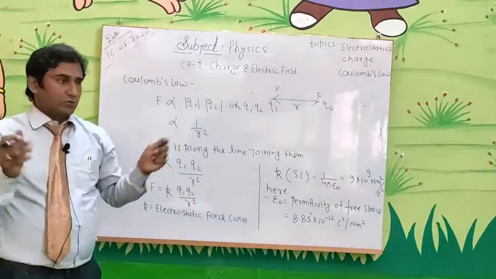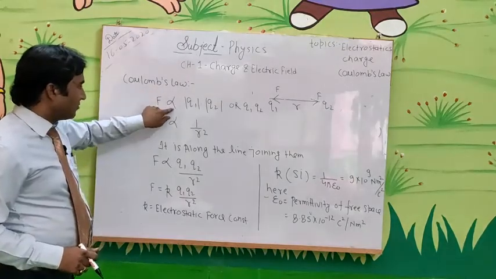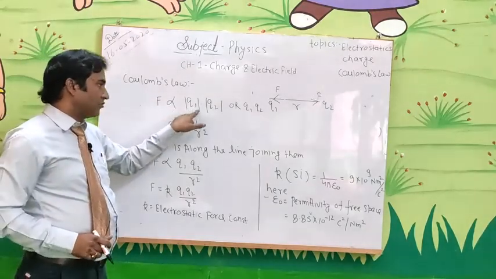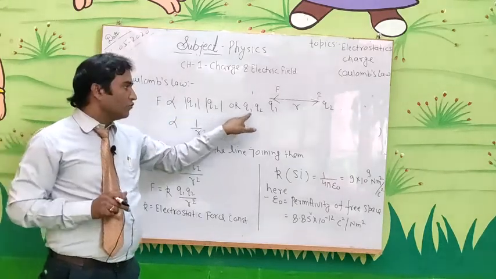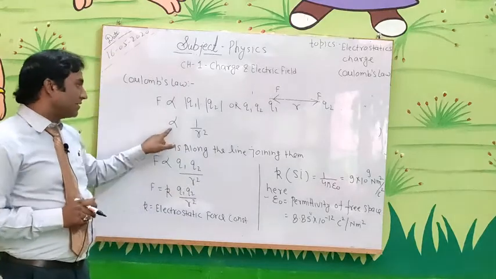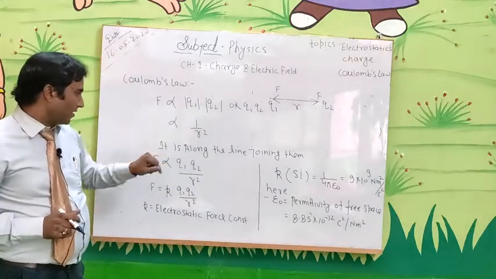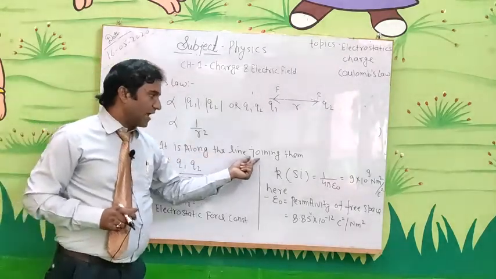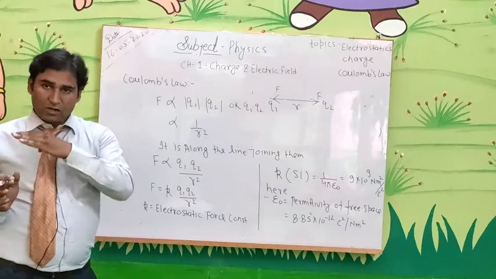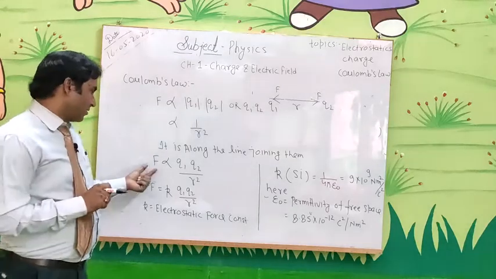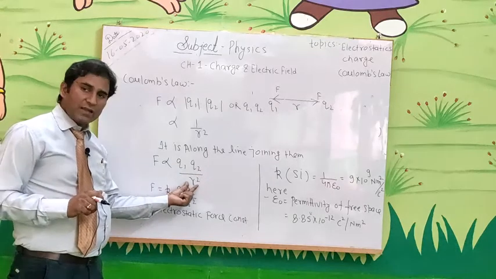So this is a repelling force. Mathematically, we can write that F is directly proportional to the product of the magnitudes of Q1 and Q2, that is Q1 into Q2, and it is inversely proportional to R square, that is 1 upon R square. It is always along the line joining them. That means the force of interaction will always be along the line joining them. So we can write F is proportional to Q1 into Q2 upon R square.